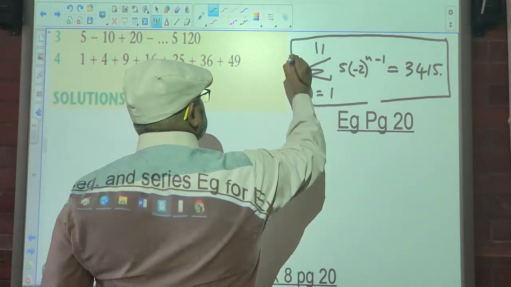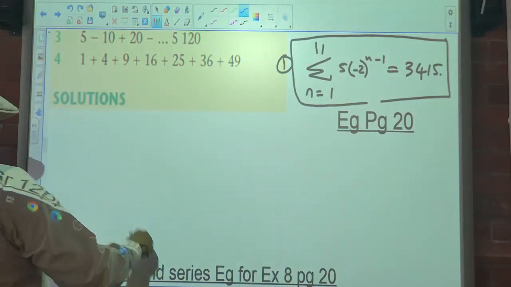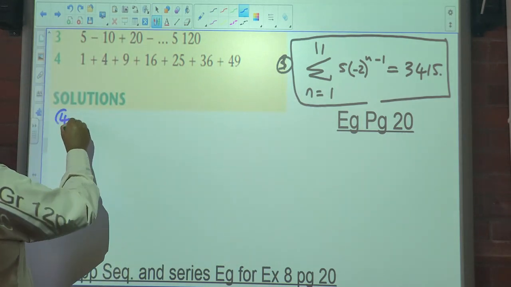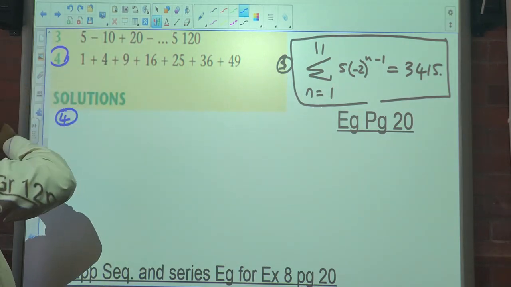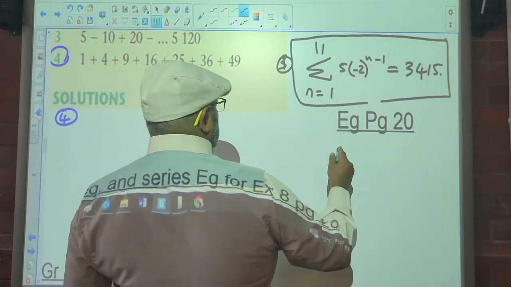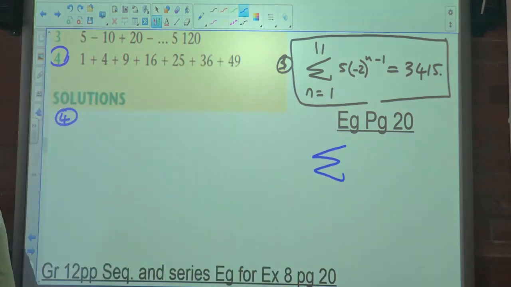Number 3 is done. You look at number 4. So here we're starting with 1, 4, 9, 16, 25, 36, 49. People, what does that remind us of? What do you notice about that? Square numbers. Yes!